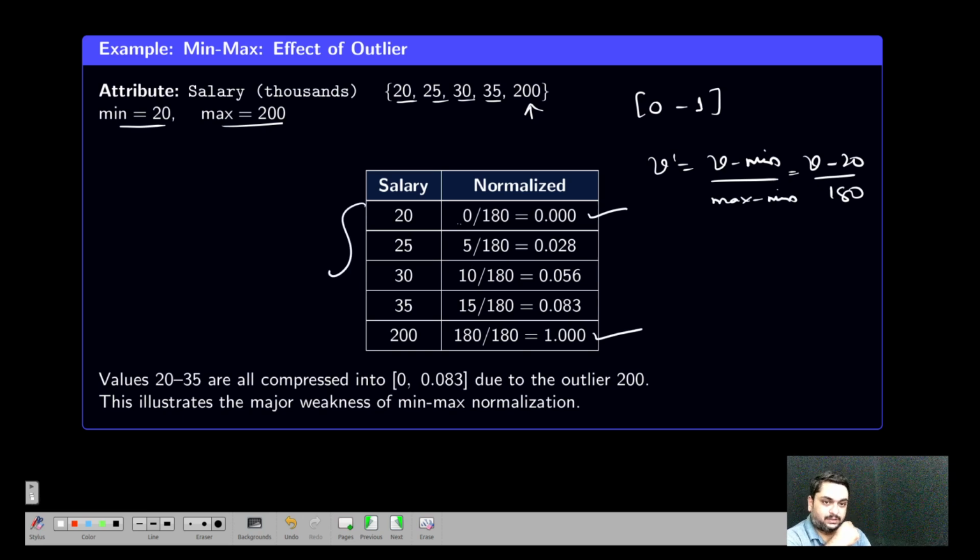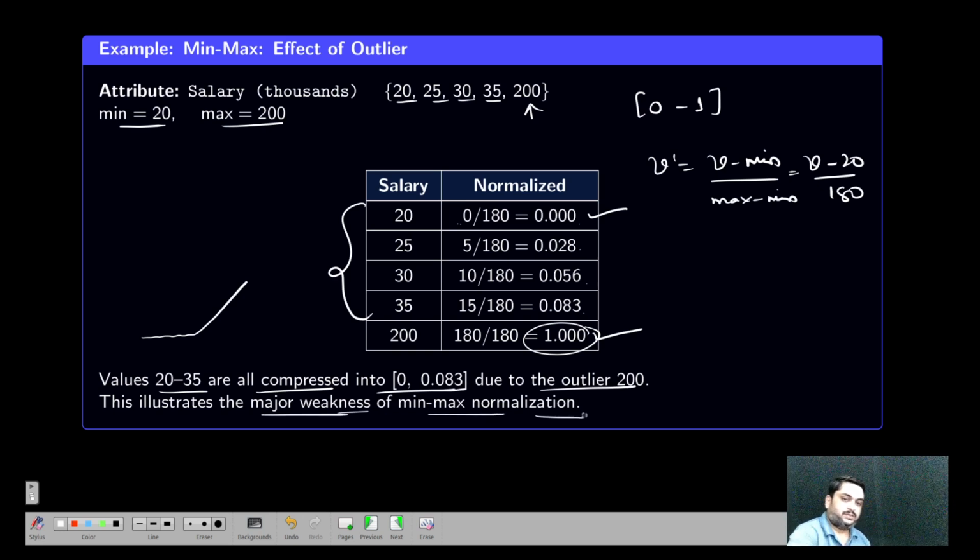Now if you see, these values are clustered together: 0, 0.028, 0.056, 0.083. Suddenly 1. Okay. So the values 20 to 35 are all compressed into 0 to 0.083, but due to the outlier 200. So this is the major weakness of min-max normalization.